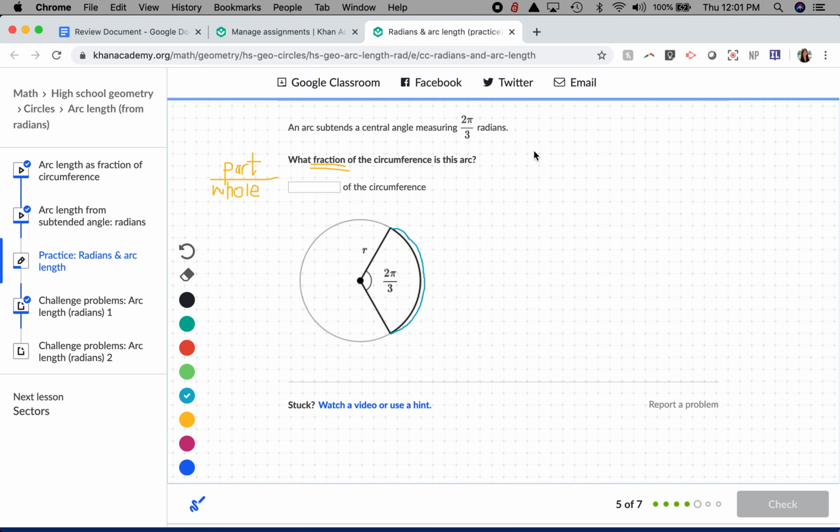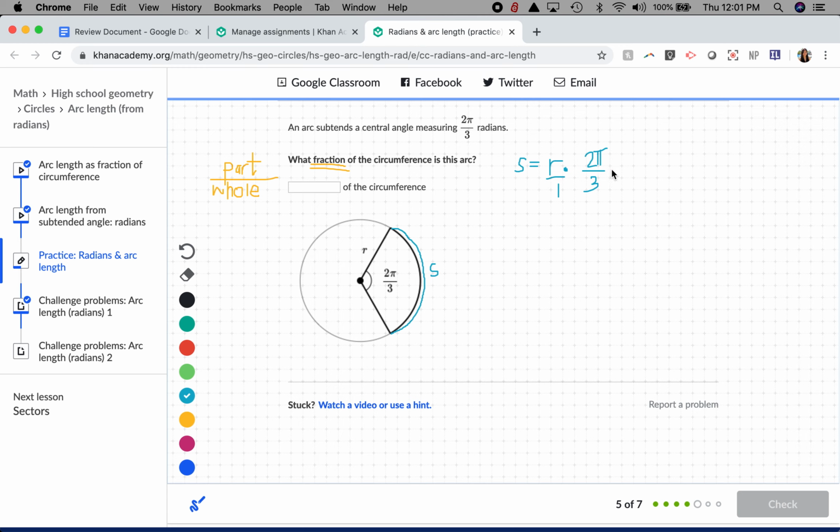Now remember, arc length, let's call this S, is just radius times theta. Well, the radius is given to us as r, and theta is given to us as 2 pi over 3. Because I see a fraction here, I'm also going to make r a fraction, so I'm going to have r over 1, so that I can more easily identify what the numerator and the denominator are. So let's go ahead and multiply across.